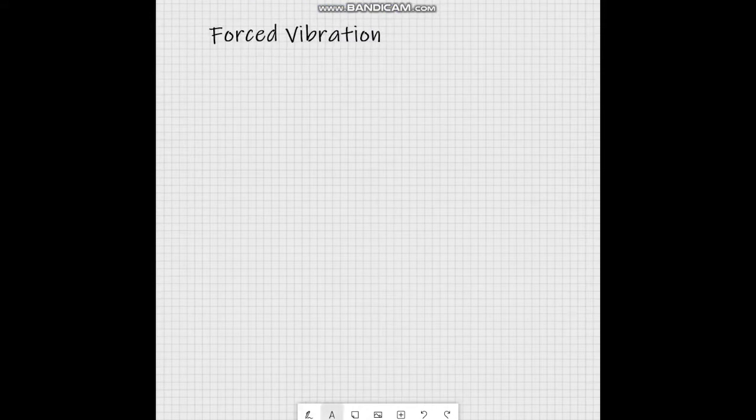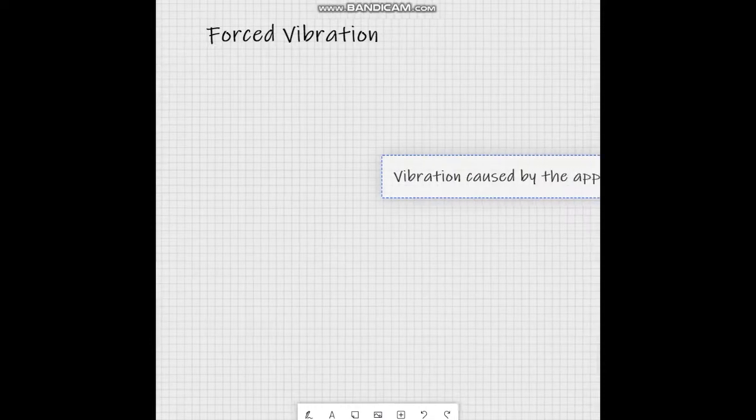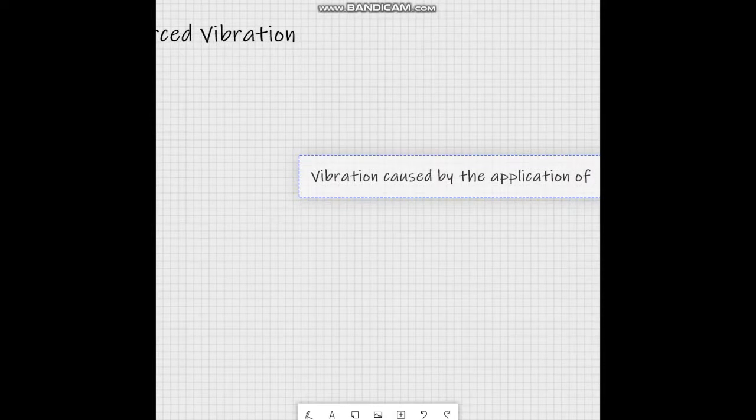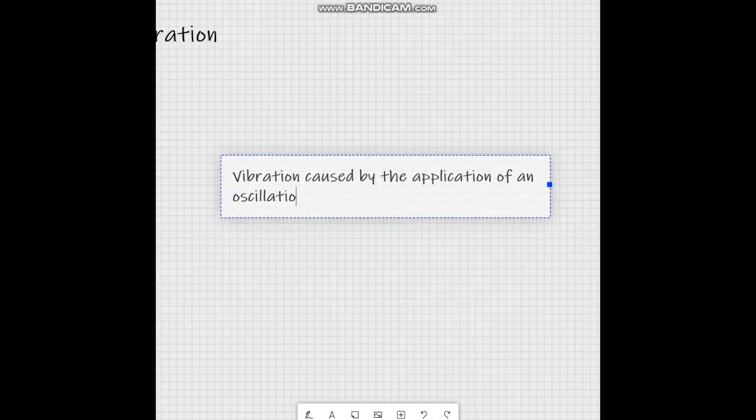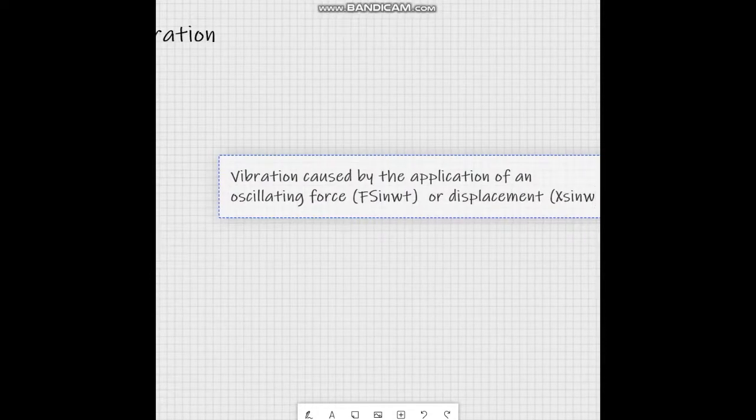In this vibration, let's define first. It is vibration caused by the application of an oscillating force, which is shown by, let's say, F0 sine of the frequency times time, or we can describe it by the displacement, which is x multiplied by sine of the frequency multiplied by time.